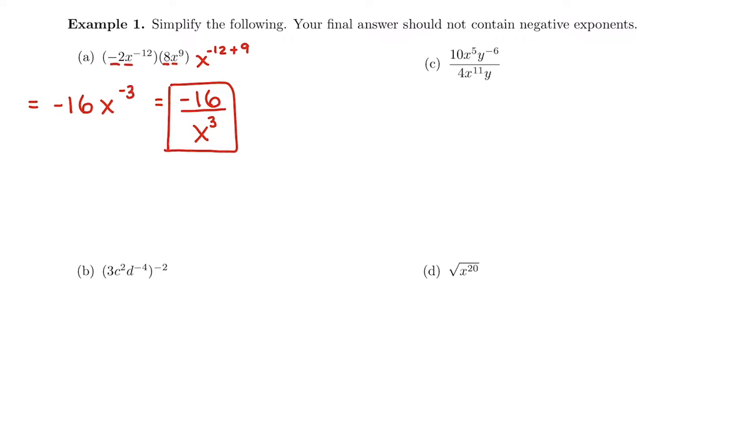Notice we do not move negative numbers to the denominator. Negative 2 times 8 has always been negative 16, not 1 over negative 16. That would be a decimal or a fraction. So we're going to leave numbers like numbers, but if it's a negative exponent, it belongs in the denominator.